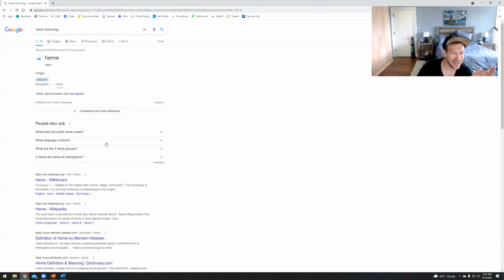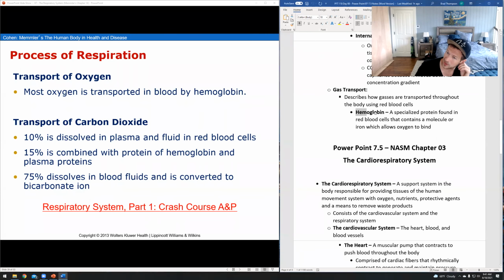Okay, no, it's not. The origin is not hemoglobin. There's no way. Derived from the Greek word, okay, just means blood. So I guess heme means blood, but globin is oxygen. So this is like the protein that carries oxygen within the blood. Okay, so that's what hemoglobin is.